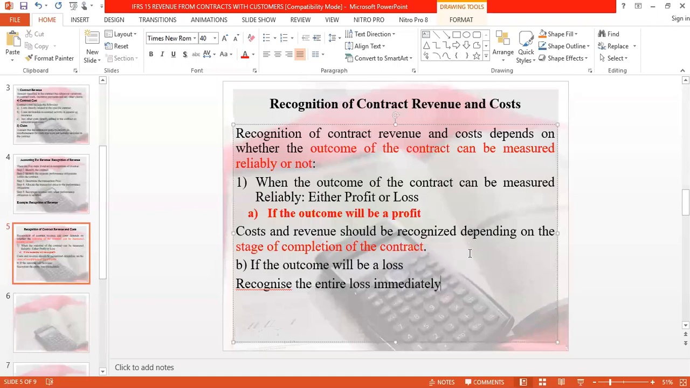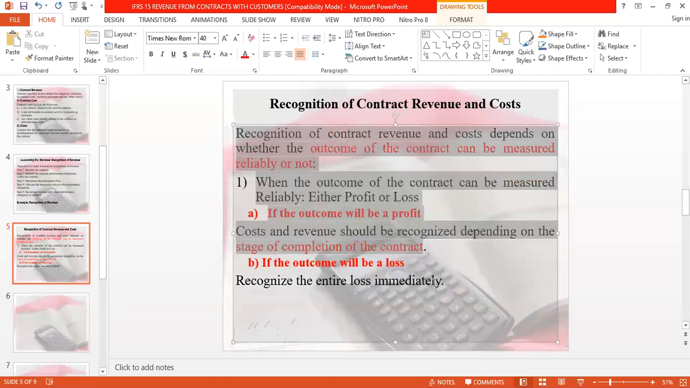So the first thing you need to do, you need to find out, will the contract give me a profit or will it give me a loss? If it will give you a profit, you recognize depending on the stage of completion. If it will give you a loss, you recognize the whole loss in the current year. You recognize the whole loss immediately. Let me reduce the size, so that everything fits.